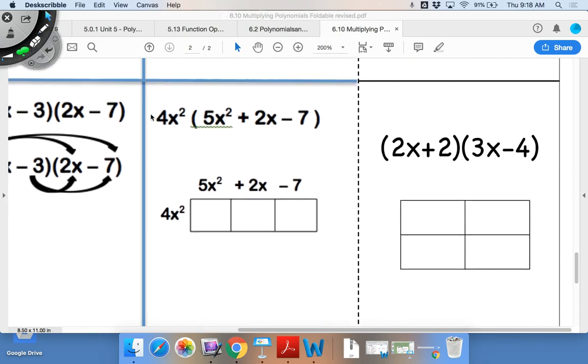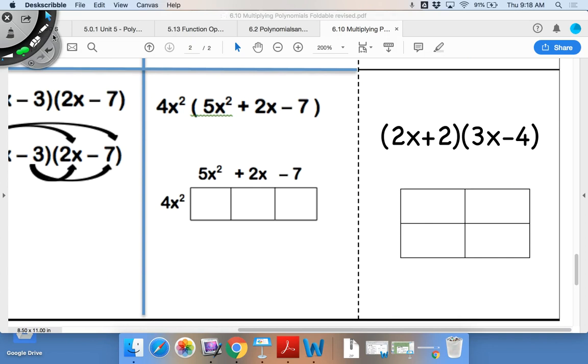Okay, so let's just start on the inside one first. This one, I gave you a monomial times a trinomial. This is kind of like that first notes paper that we did today. If we did it the way we did in our first notes, I drew the rainbows and we multiplied. But this time I did a 1 by 3. Could I have done a 3 by 1? I guess, yeah. Okay, so we would do 4x squared times 5x squared, and that would give us 20x to the 4.